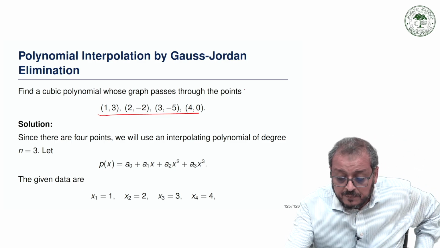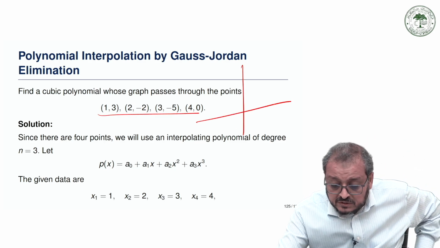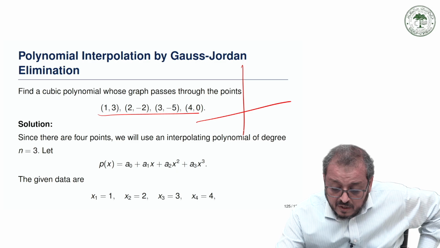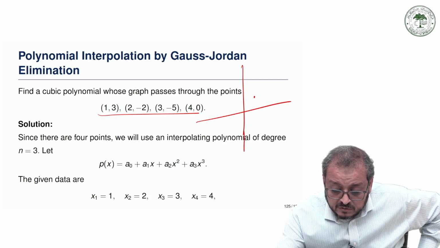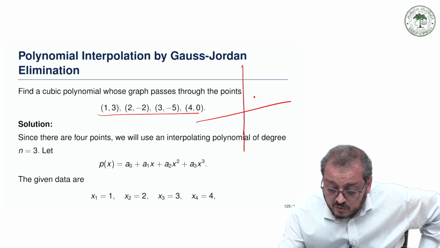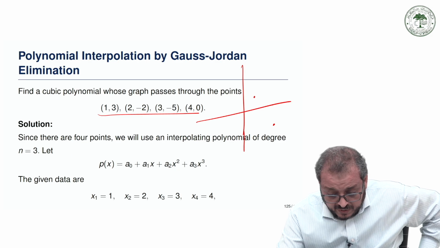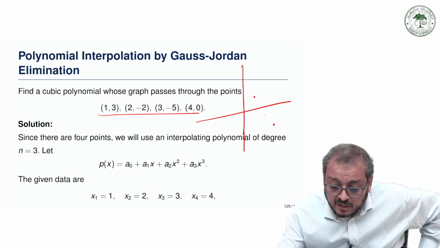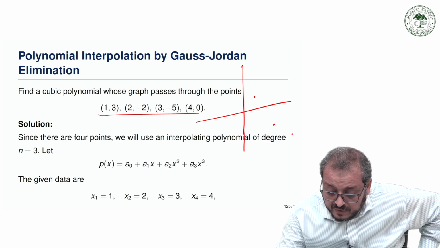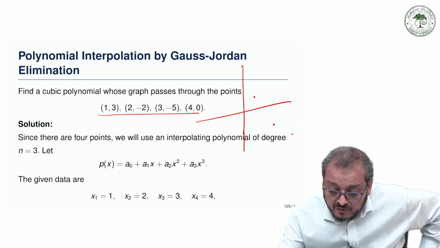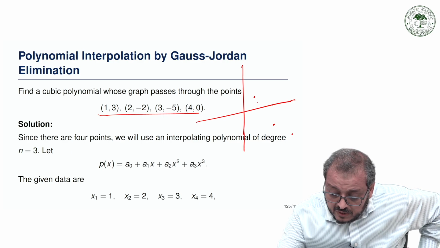From a graphical point of view, you have the point (1, 3), so x is equal to 1 and y is equal to 3. Then x is equal to 2 and y is equal to minus 2. Then x is equal to 3 and y is equal to minus 5, then x is equal to 4 and y is equal to 0.